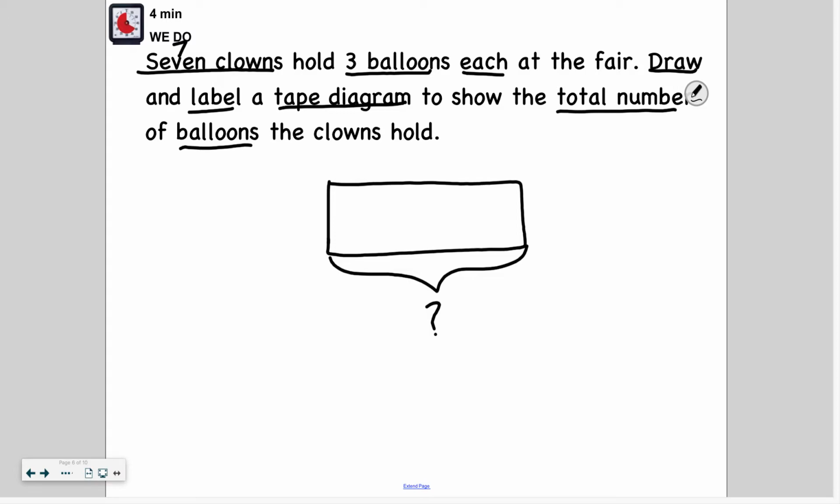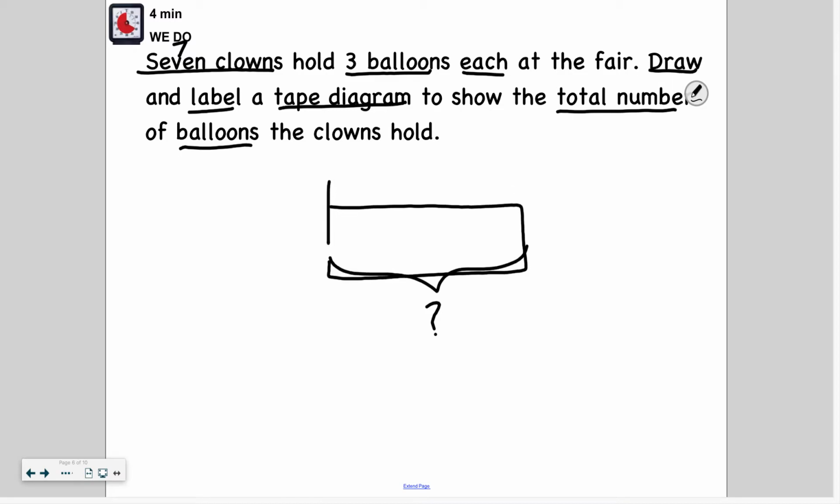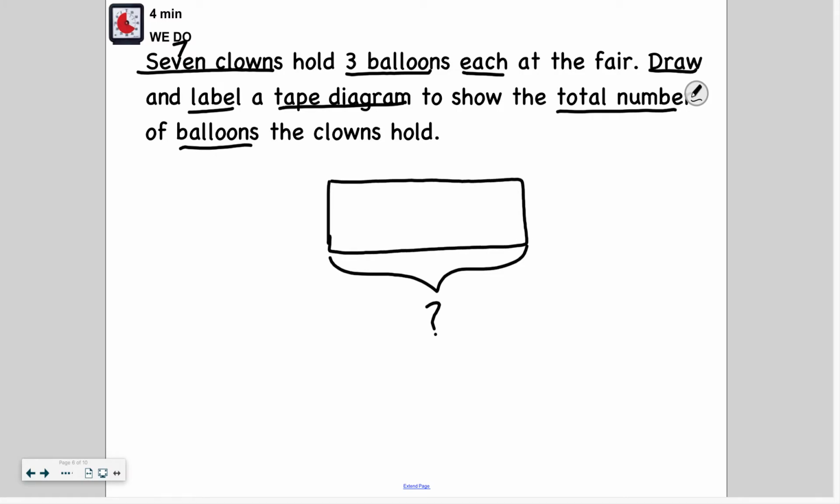Is our group the 7 clowns? Do we have 7 groups? Or is the group the balloons? Do we have 3 groups? We actually have 7 groups because there are 7 clowns. Oops, there we go. Sorry, we want to do it closer to the middle. I'm going to do 3 on this side and 4 on the other side. It doesn't have to be perfect, but you want to try and make it as even as possible. So I have 7 groups in my tape diagram. Go ahead and make sure you have 7 groups in your tape diagram as well.